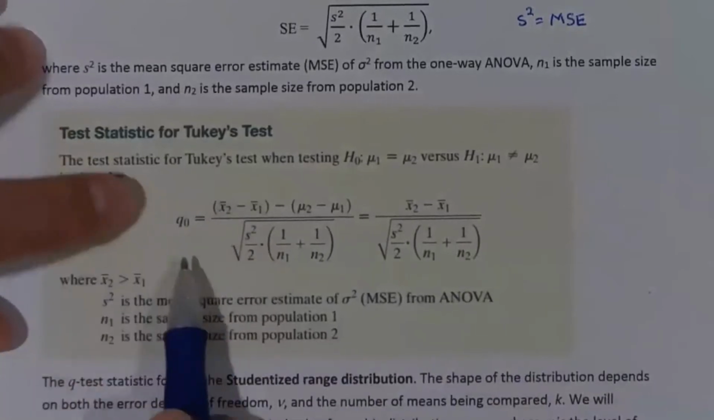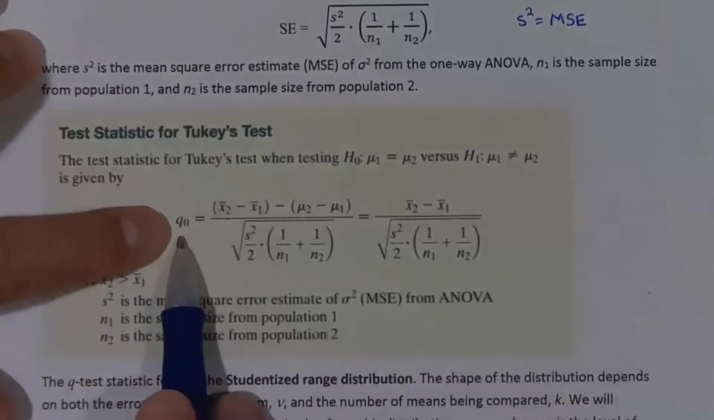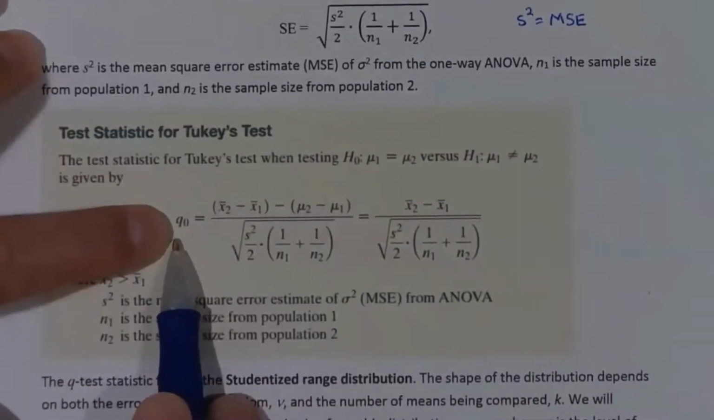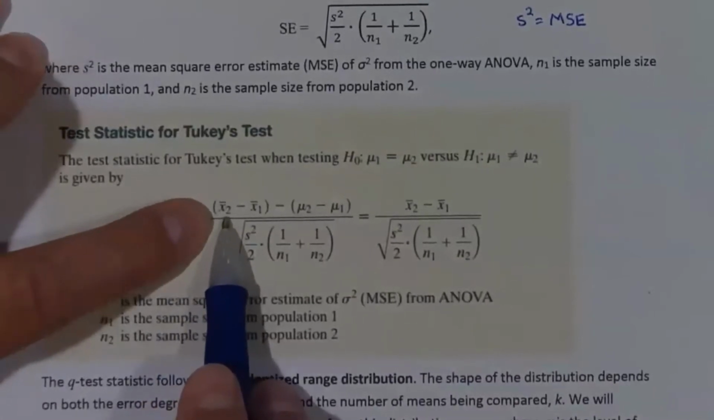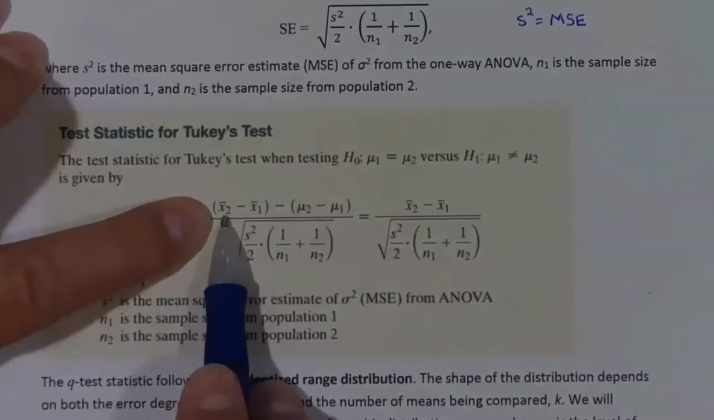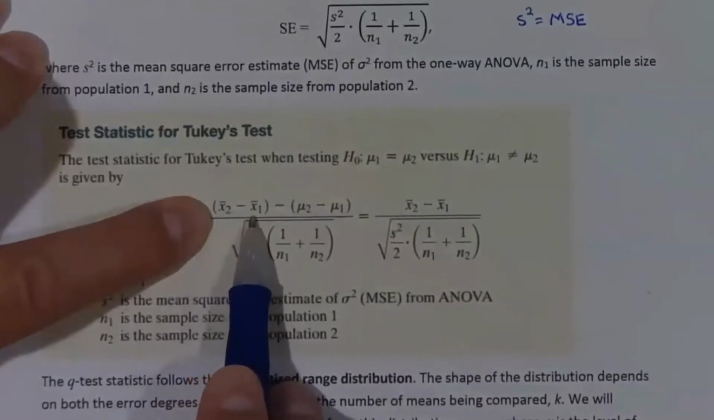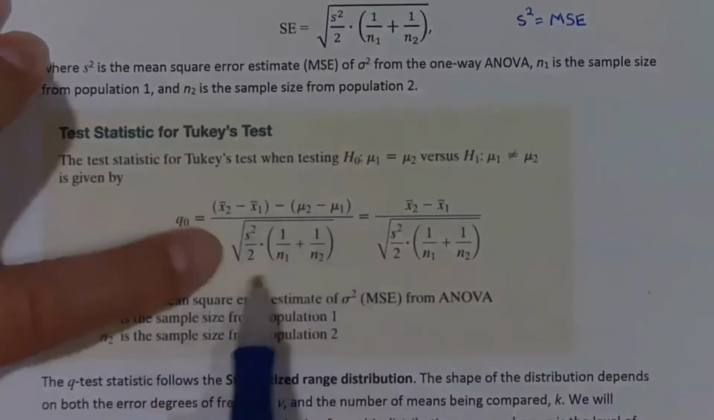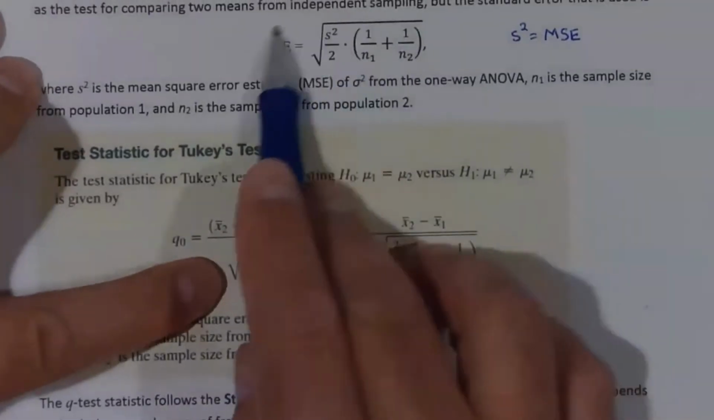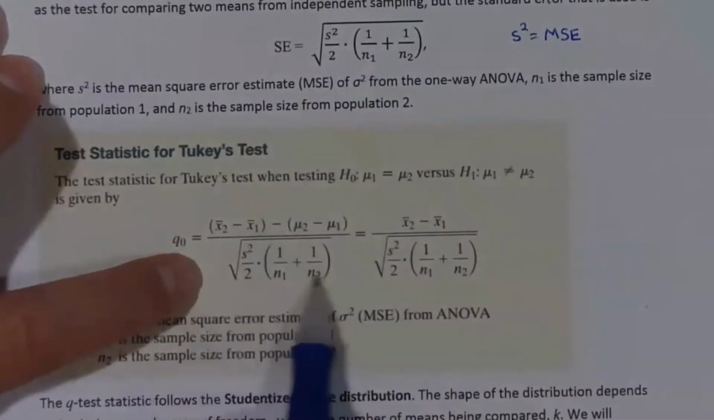Anyway, the test statistic is given by Q naught. So Q is our test statistic. Q naught is equal to, now what we're going to do is find the differences between the sample means. So X bar 2 minus X bar 1 minus mu2 minus mu1 over this standard error calculation that we had up here. So over SE.